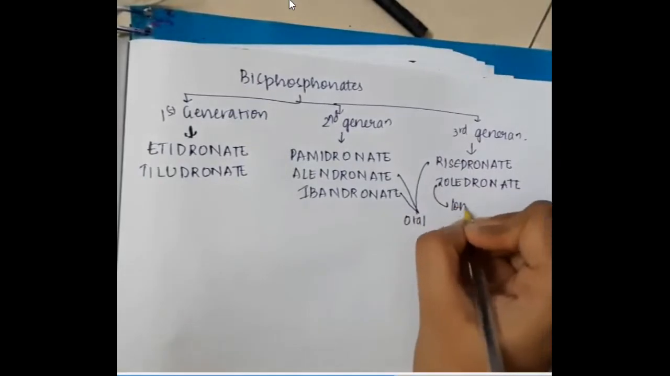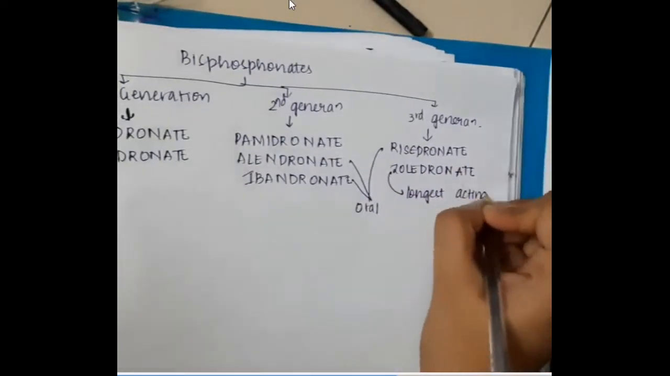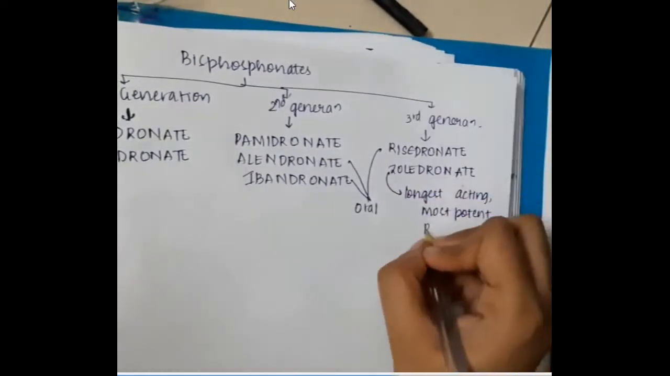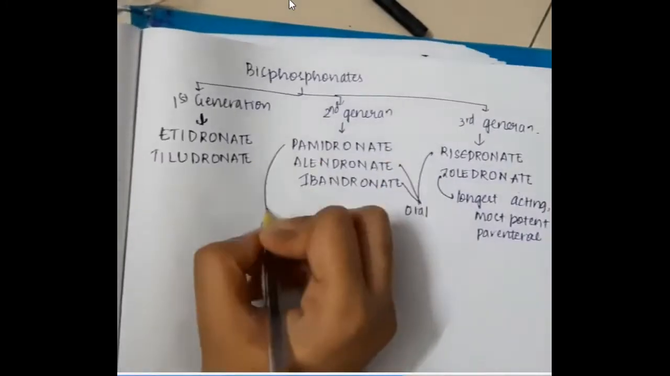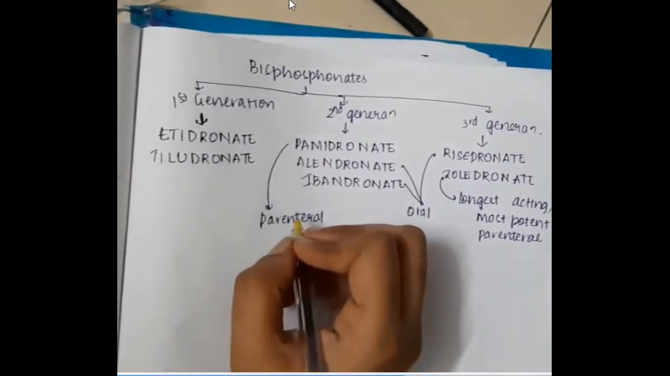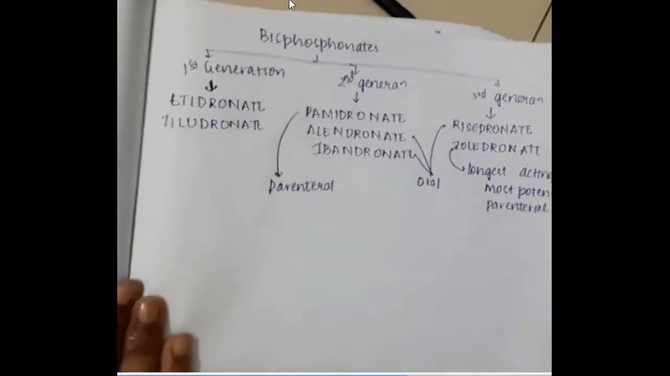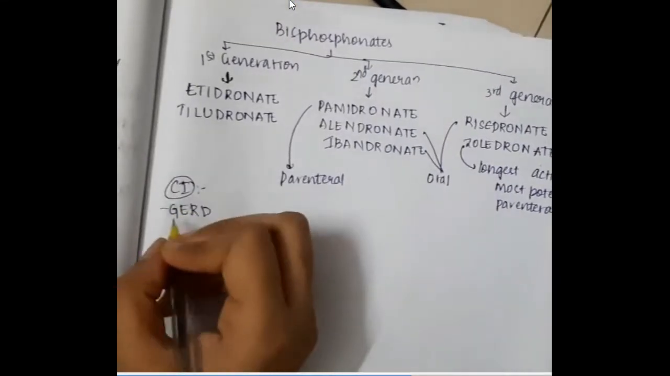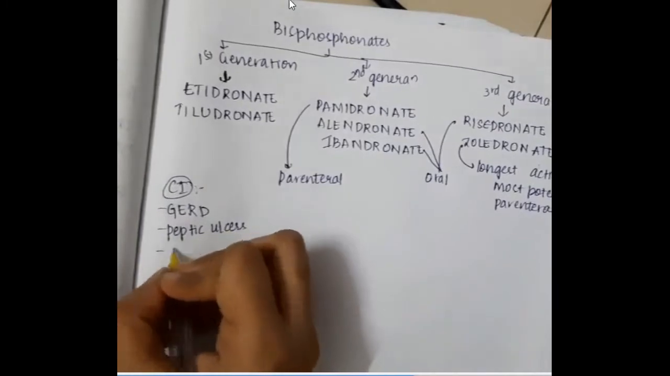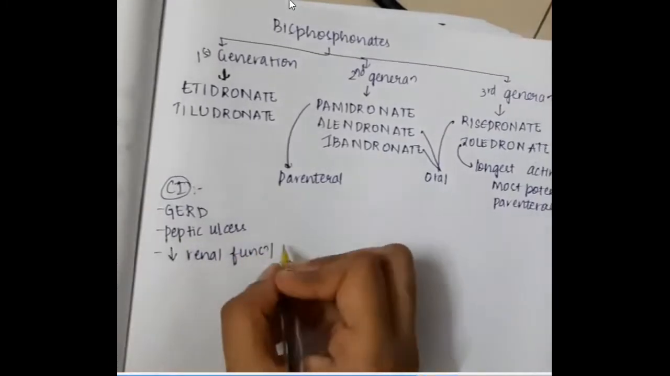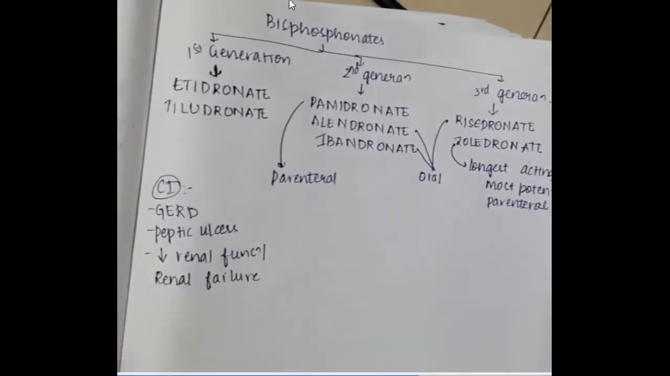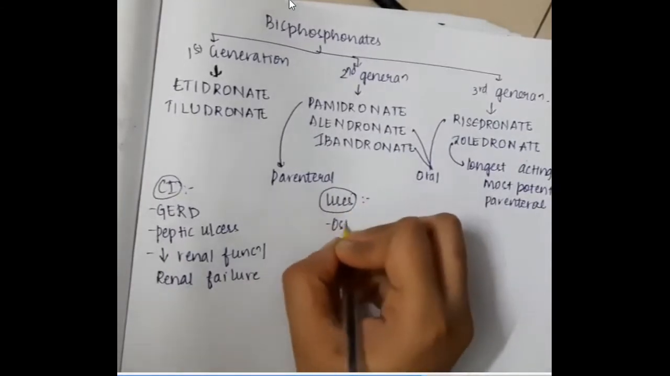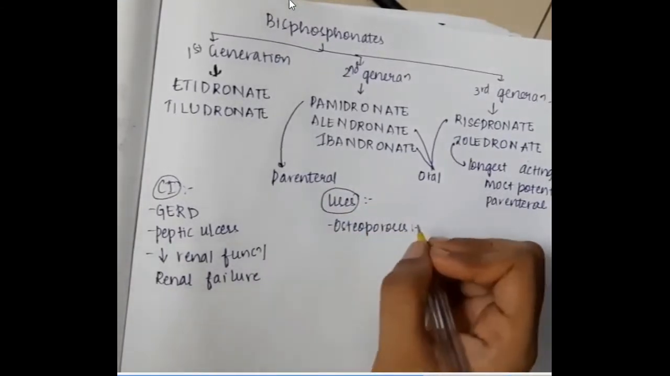these drugs, that is alendronate, ibandronate, and risedronate, are oral. Zoledronate is the longest acting and most potent, and parenteral. Pamidronate is parenteral. These first generation bisphosphonates can cause osteomalacia. All these bisphosphonates are contraindicated in gastroesophageal reflux disease, peptic ulcer and renal failure.